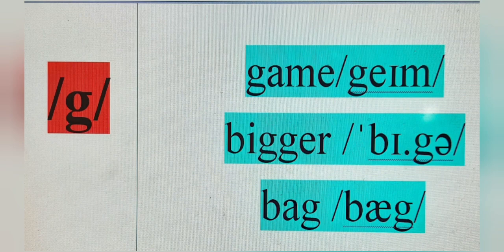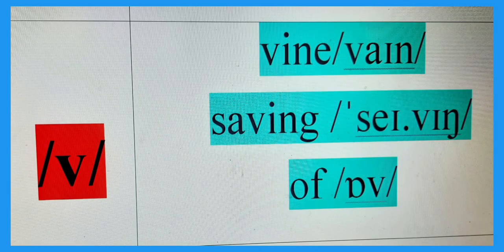Okay. So this is f sound. F. So fine, alpha. Okay. So last one, v. V, vine, saving, of.